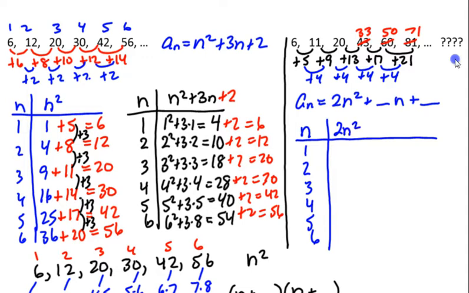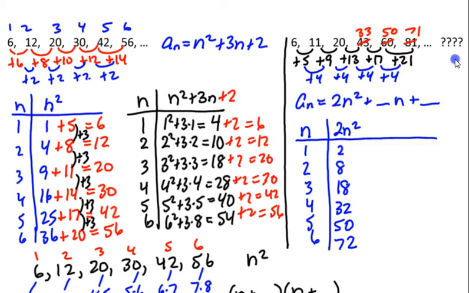what we have left. So we're trying to get the terms 6, 11, 20, 33, 50, and 71. So 2n squared would be 2. This would be 8. 2 times 3 squared would be 18. 2 times 4 squared, 16 times 2, 32. 25 times 2 is 50. 36 times 2 is 72. Ooh, this isn't too bad, maybe. Maybe not. Ooh, this is a little tricky.